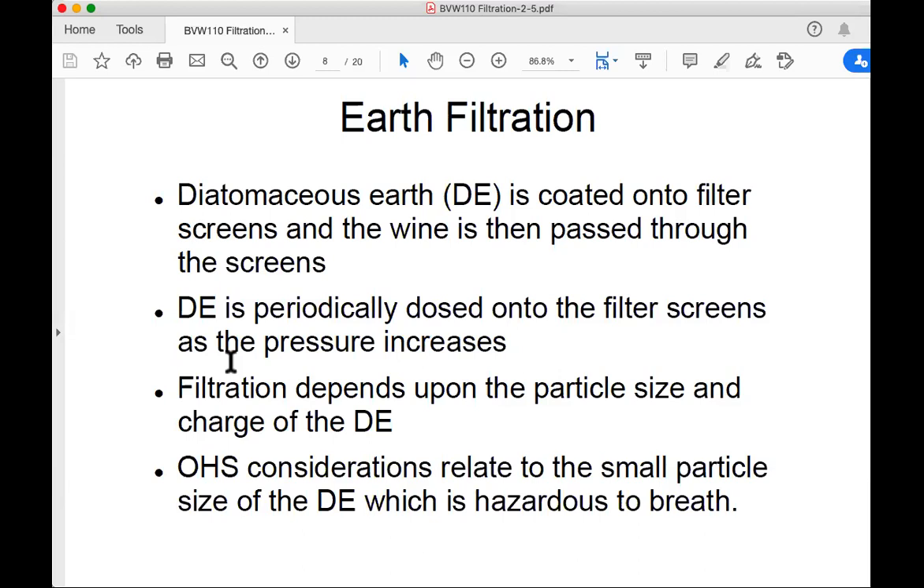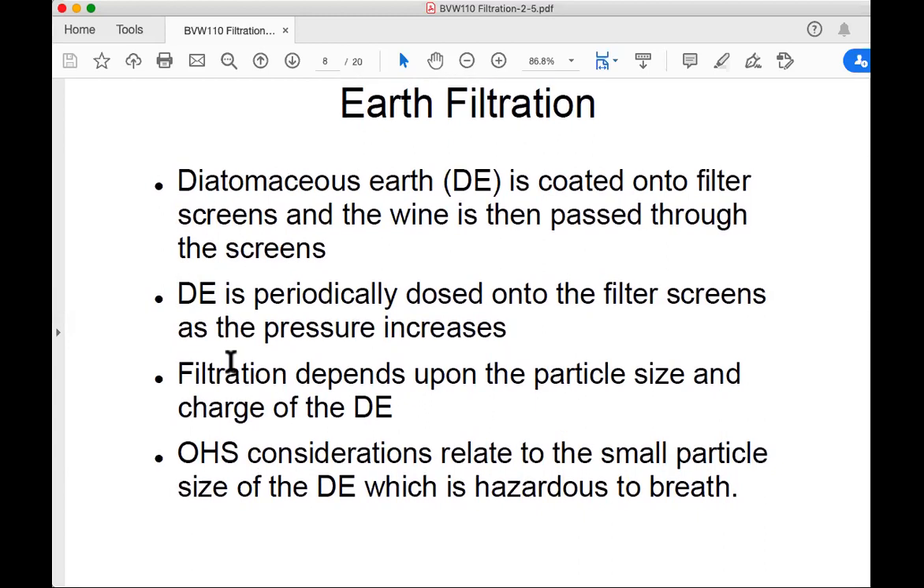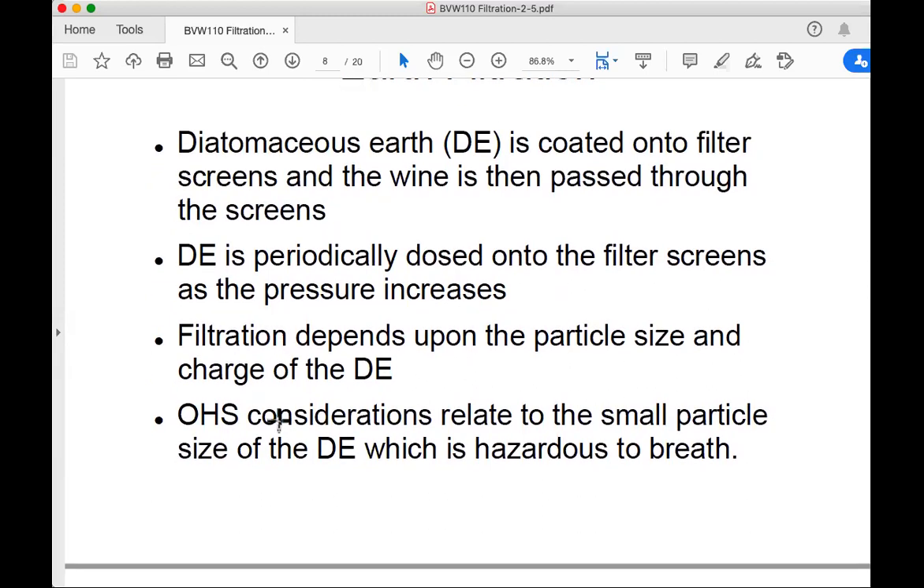If you just dropped an open bag of diatomaceous earth on a concrete floor, for example, there'd be a giant plume of tiny diatomaceous earth particles moving through the air. These particles can then adhere to your throat and your lungs and cause long-term health issues. So it's for that reason that when working with diatomaceous earth, we use PPE.